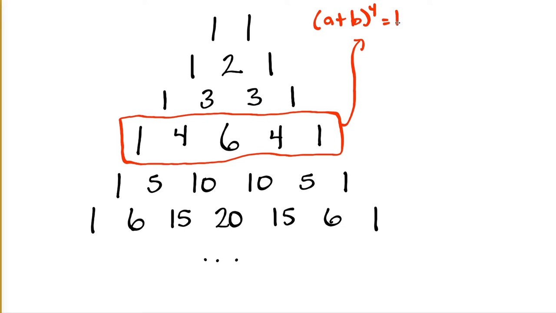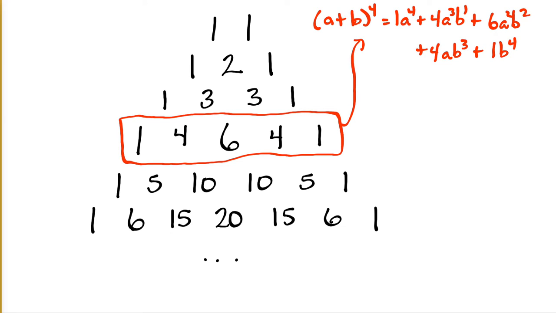It's going to be 1a to the 4th plus 4a3b1 plus 6a2b2 plus 4a1b3 plus 1b4. So the whole point of these numbers is they tell us what the multiplier in front of each set of terms is going to be.